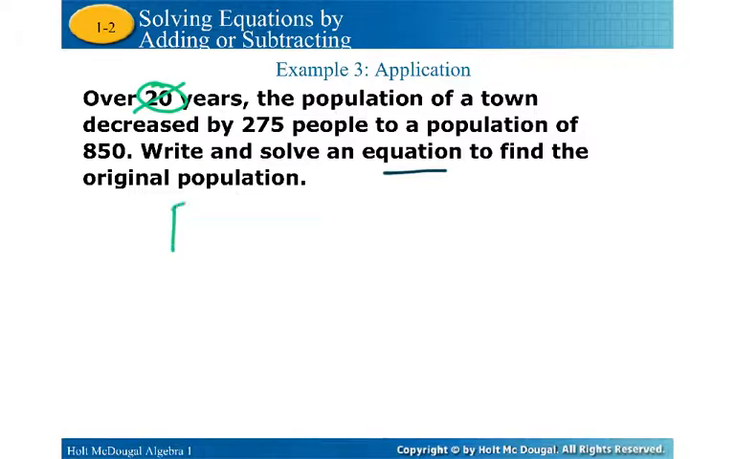So this population is going to decrease by 275 people, and it's going to become a population of 850. So how do I get this phrase from what's above? And again, that's what our first part of chapter 1 was all about.